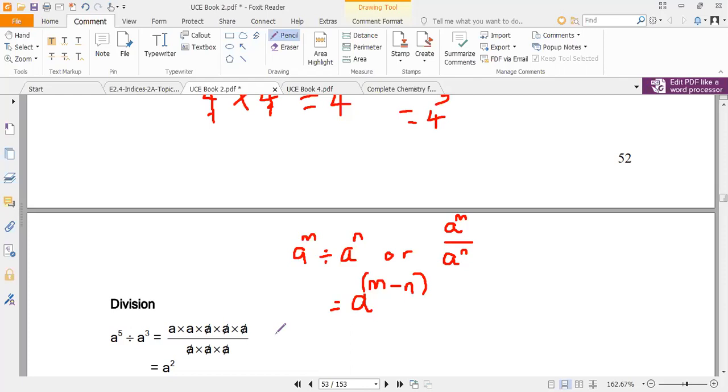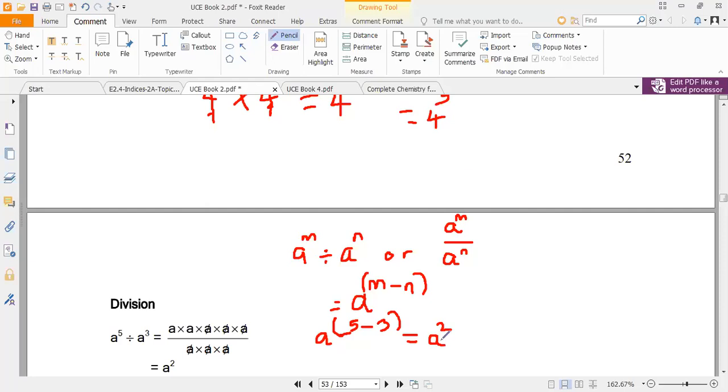A good example is given here. If you have a power 5 divided by a power 3, if you do it without using the laws of indices, it will be a times a 5 times divided by a times a 3 times. So you'll end up remaining with a power 2. But if we use the law of indices, we subtract the powers, which is a power 5 minus 3, and 5 minus 3 is 2, so we shall get our answer as a power 2.